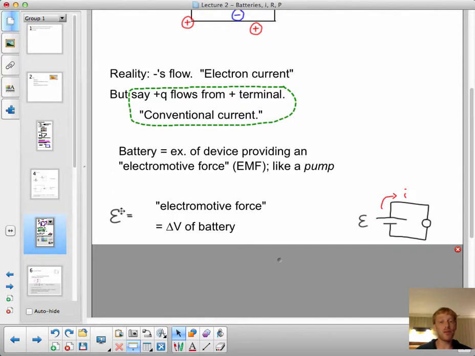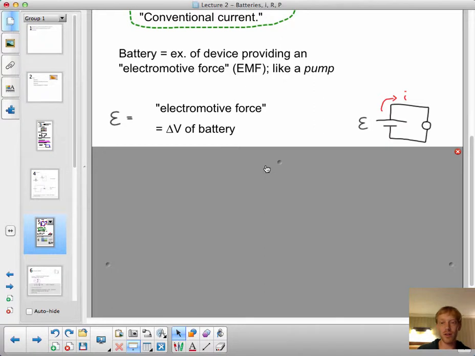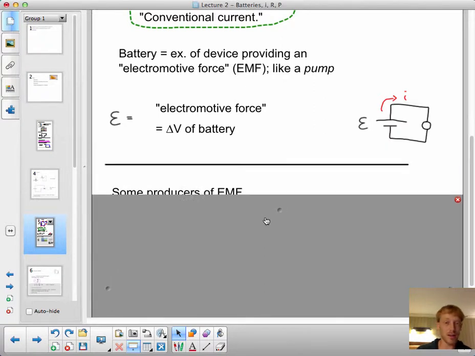The amount of electromotive force that a battery provides is the difference in voltage between its negative terminal and its positive terminal. That's the strength of our electrical pump. So if we have an EMF here, for example a battery, it drives current around this way through the circuit. That is the direction of conventional current. From now on, I'll just call it current.